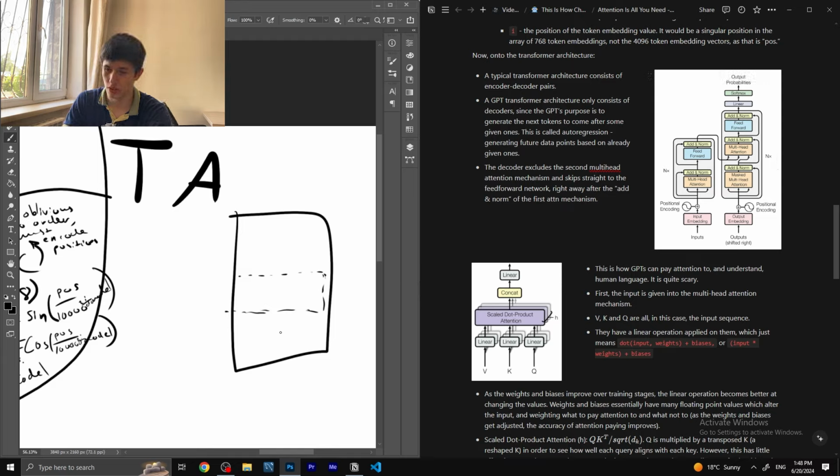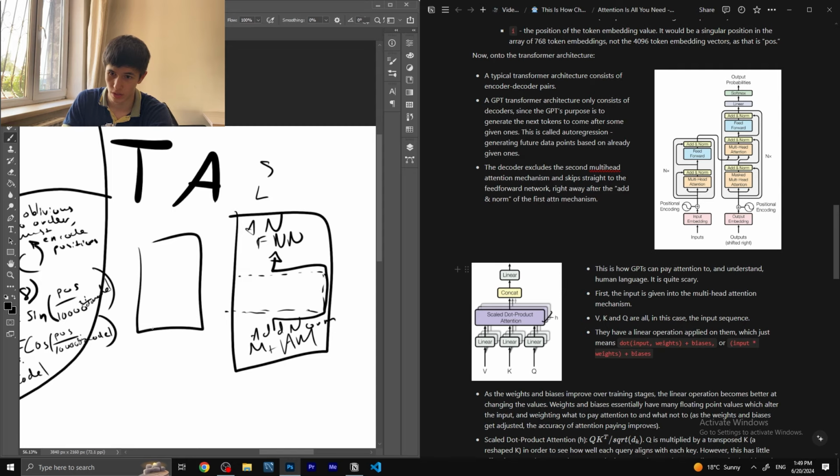That's what these transformers do, like that. And yeah, like this, essentially, if you can imagine: add norm, add norm, MHAM, and FNN, add norm, linear softmax. So that's how it does. It just skips this entire thing. So you can basically imagine it like this instead.